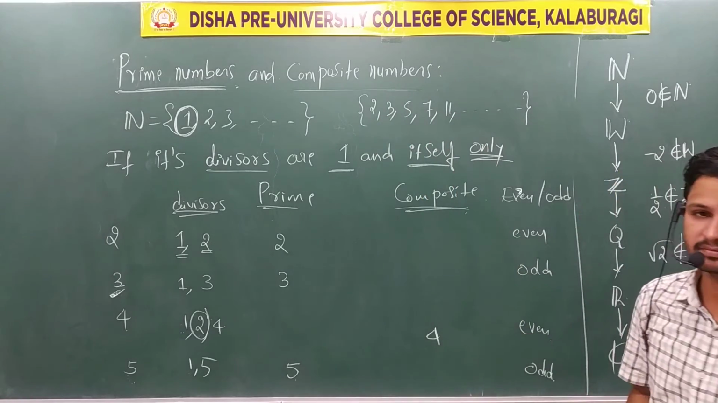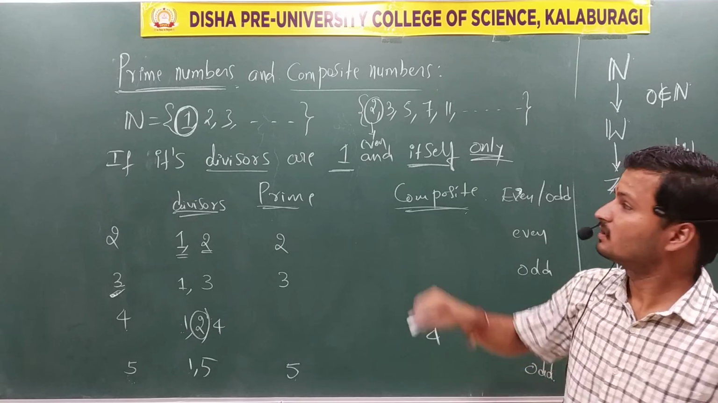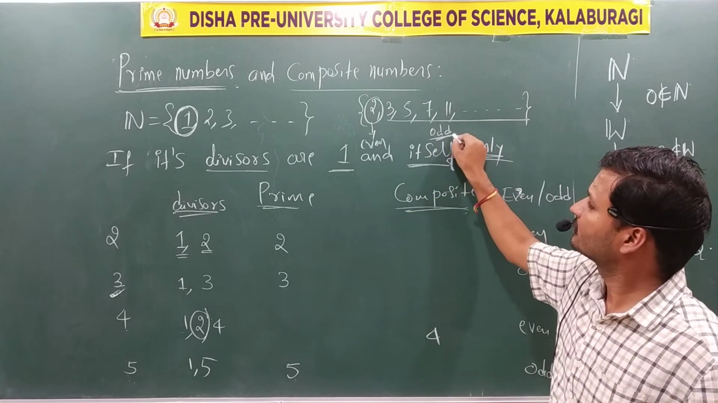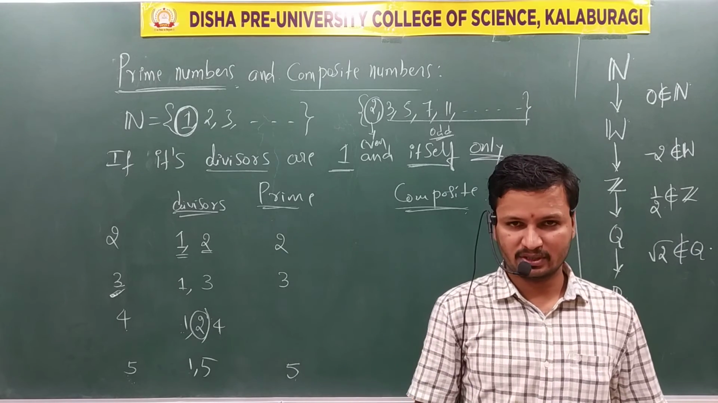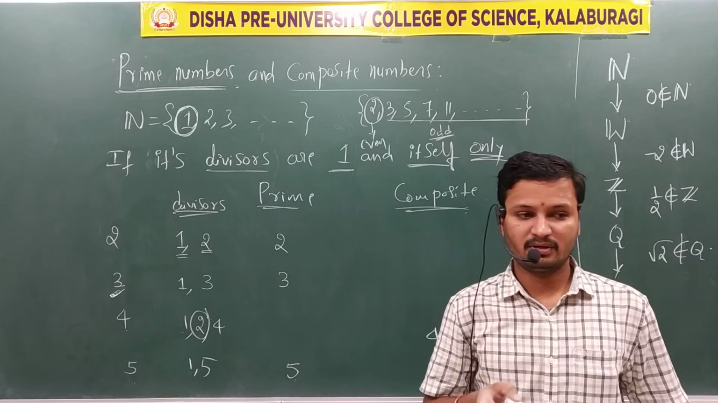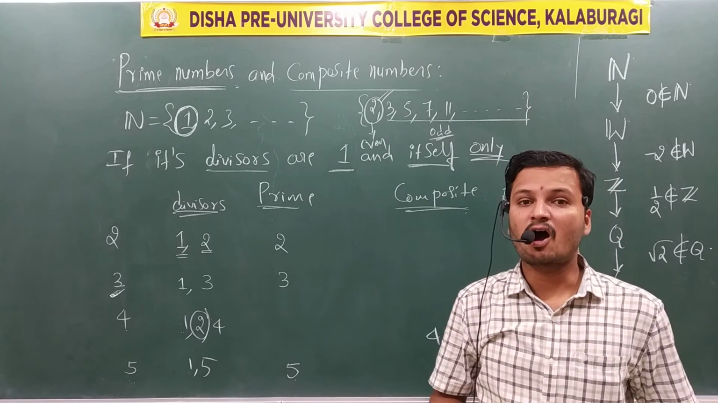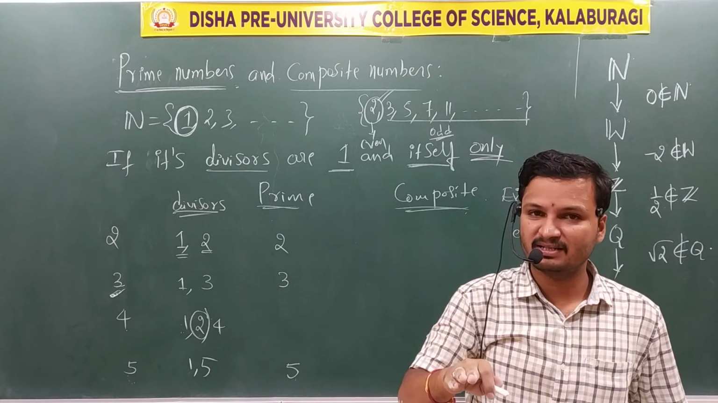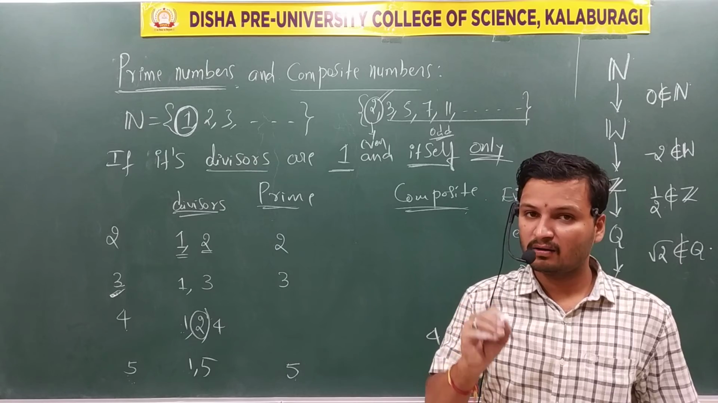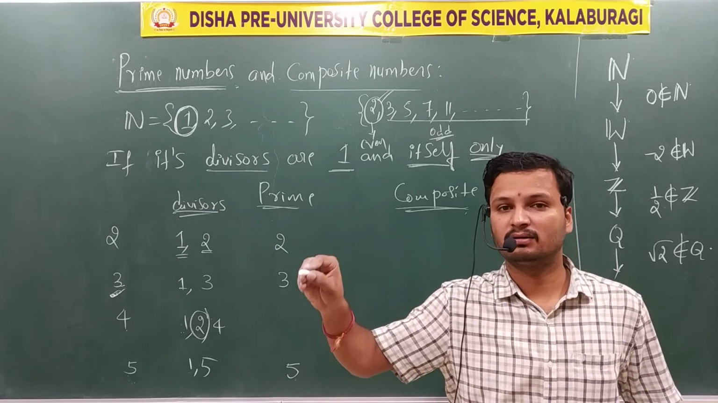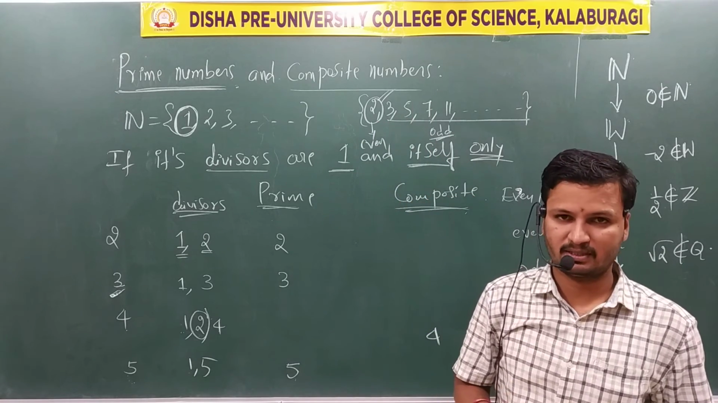And one thing observe here: 2 is the only even prime number. All other prime numbers are odd. Is it right? 2 is the only even prime number, and all other prime numbers are odd numbers. Very important. Give an example of a number which is even as well as prime: it is 2. All other prime numbers are odd numbers. So, all odd numbers except 1 are prime numbers. See, the word is important, except 1. 2 is the only even prime number.